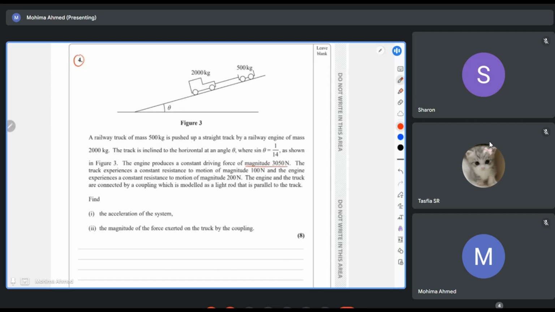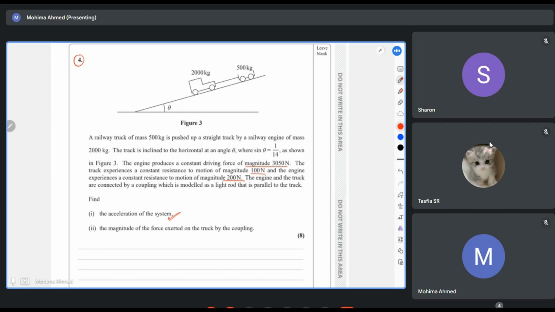And the track experiences a constant resistance to motion of magnitude 100, and the engine experiences a constant resistance to motion of 200. The engine and the truck are connected by a coupling, which is modeled as a light rod that is parallel to the track. Light means that the weight of the coupling is not going to be considered, right? The weight is negligible over here. We need to find out the acceleration for the system.